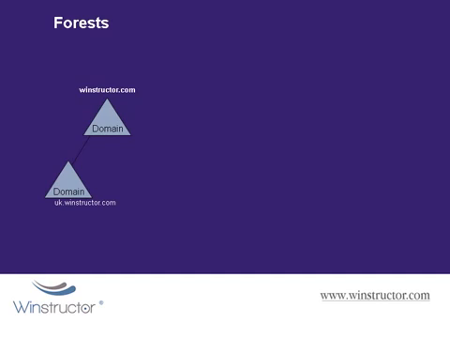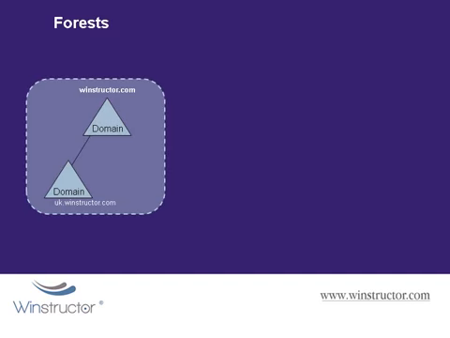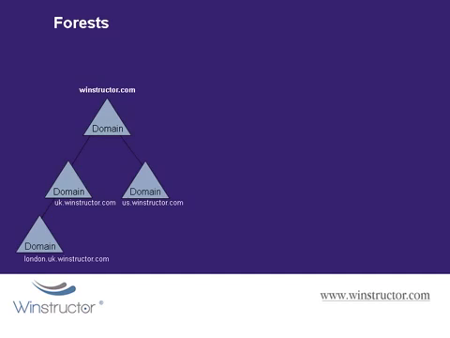But when we add a child domain to our existing structure, we now have what's referred to as a domain tree, since we now have more than one domain and the child domain branches out from the parent domain, kind of like branches on a tree. So now that we've added a child domain, the forest boundary now becomes this entire area.